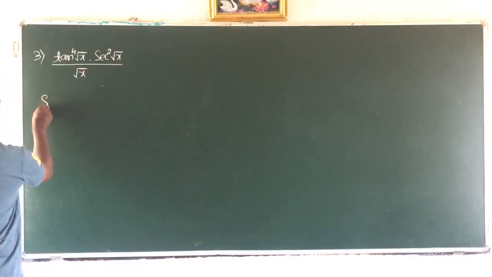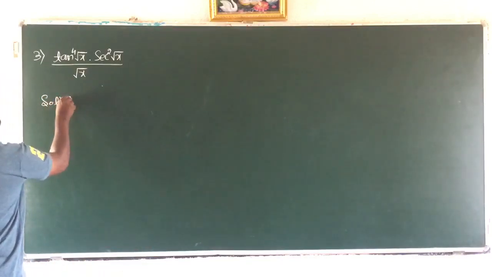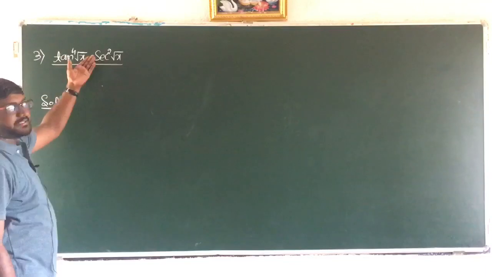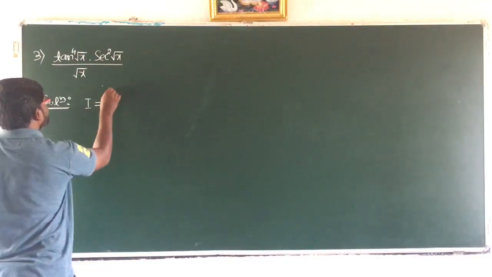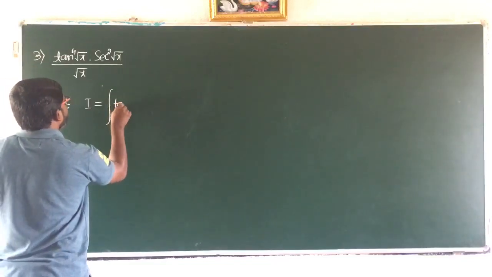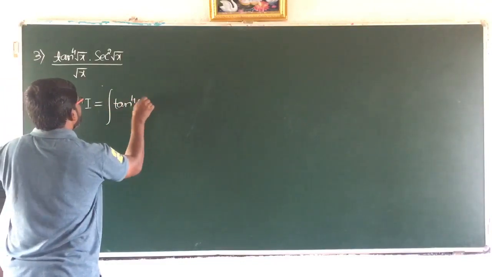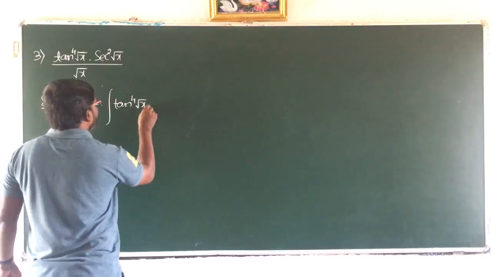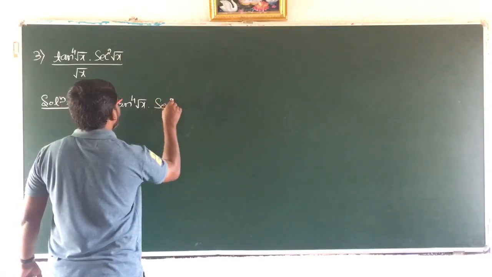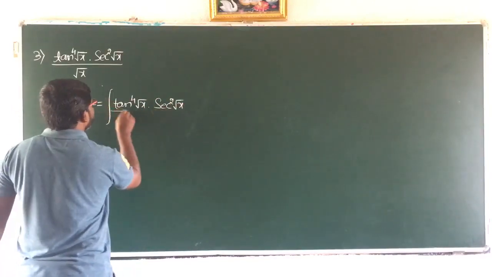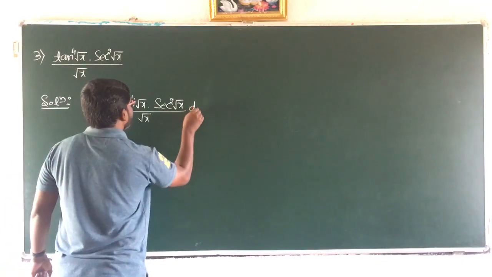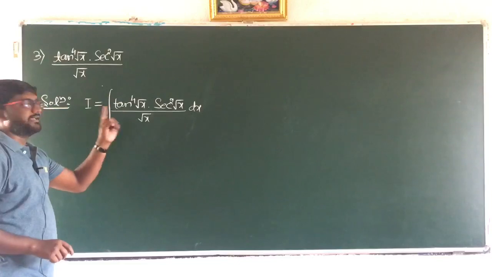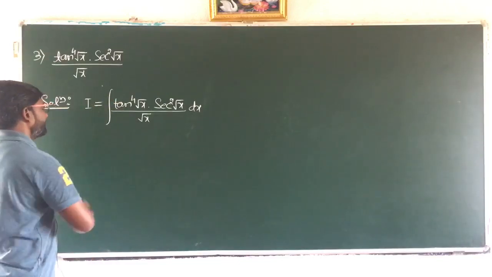So now I can consider this as I, and that is the integral I, which is equal to the integral of tan to the power 4 root x into secant square root x divided by root x dx. So now, let us take tan root x as t.